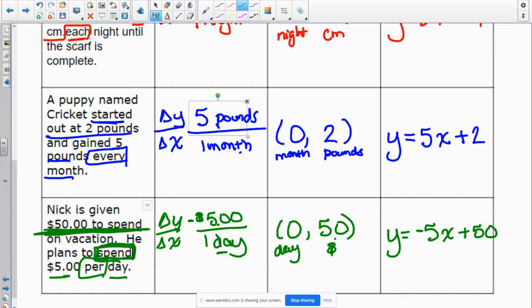Go ahead and try your practice packet looking at contexts or scenarios on page 23.